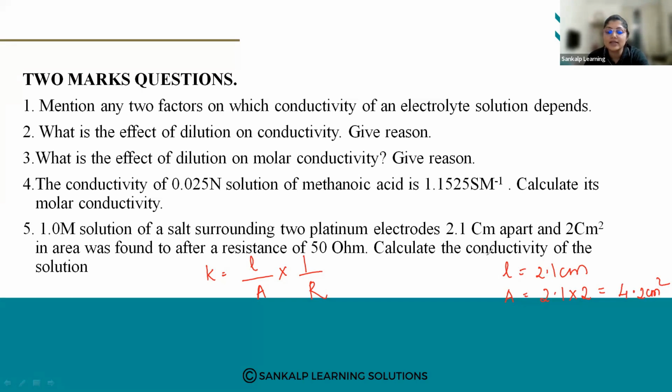Then next, resistance is given. It is 50 ohms. Now substitute. L is 2.1, area of cross section is 4.2, into 1 divided by 50. Yes, now do this calculation, students. What answer are you getting? Just check.